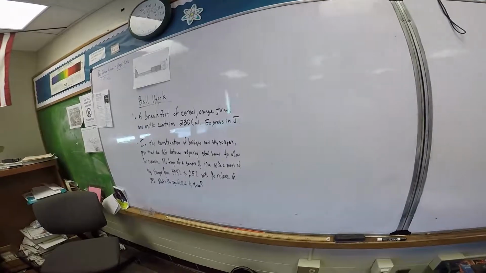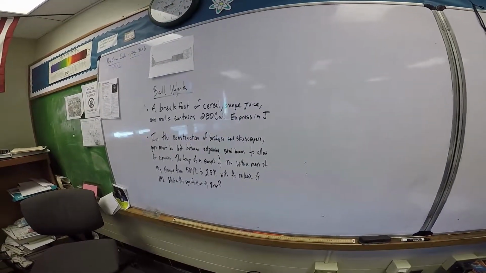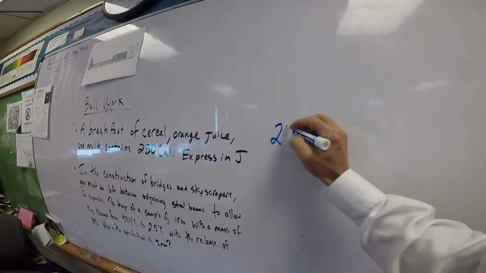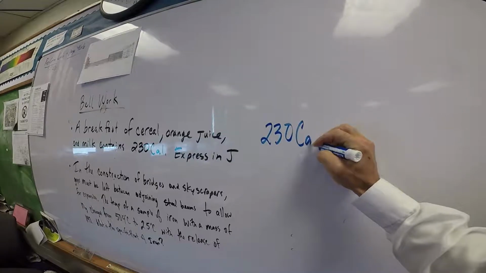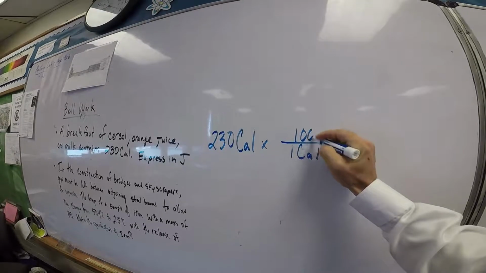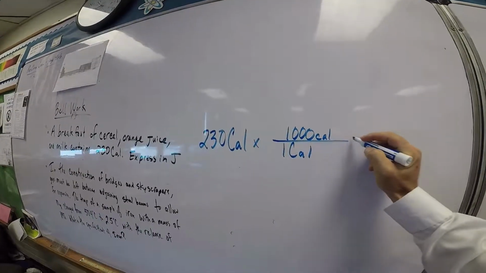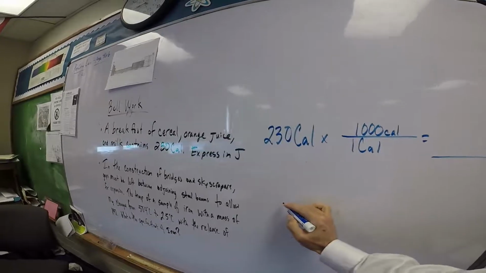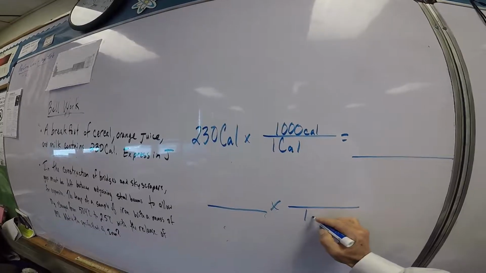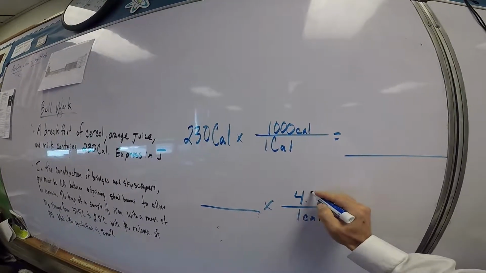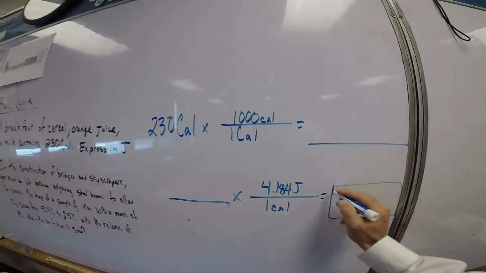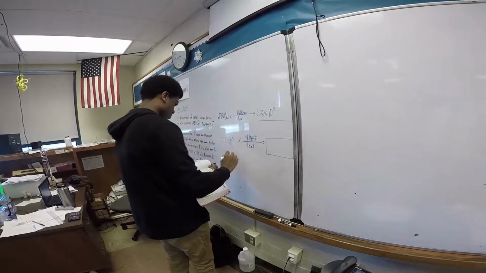Cereal, orange juice, and milk contains 230 calories. So I'll help you in this process. Then you can come up here and fill in the blanks. I can tell you the answer. The answer is 4,184. That's you. Okay, so if you can fill in the boxes there.